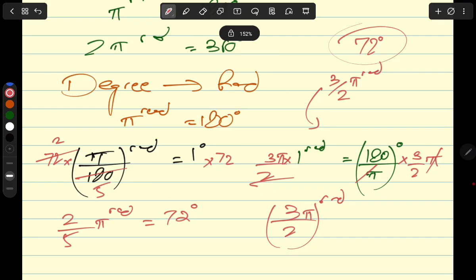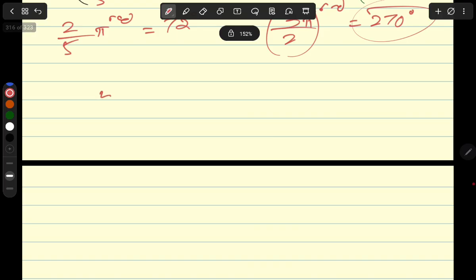So pi cancels pi, 2 cancels this. So 90 times 3 is 270 degrees. So 3 upon 2 pi is equivalent to 270 degrees. Okay. So that's it.